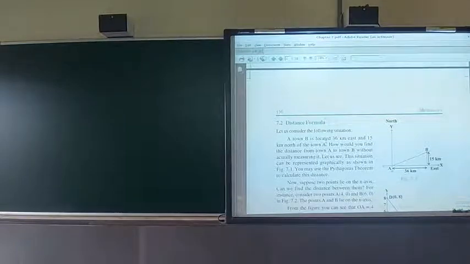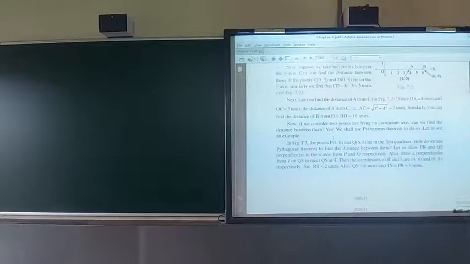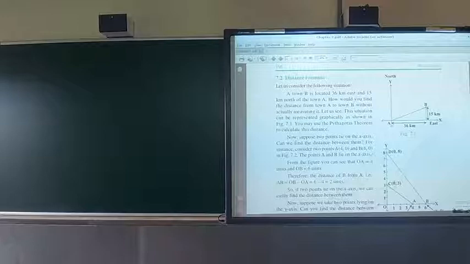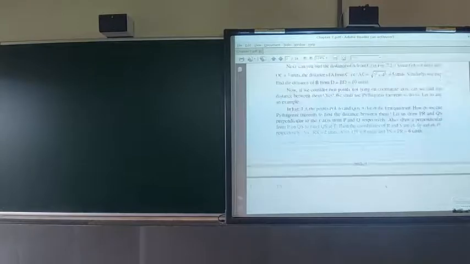Suppose two points are there in the graph, like point A and point B, and suppose I have to find the distance between these 2 points, then this formula will be used. Suppose here this will be the graph, A will be the point, and B will be another point. If I have to find the distance between A and B, then the formula which I have to use is the distance formula. Now what is that formula?